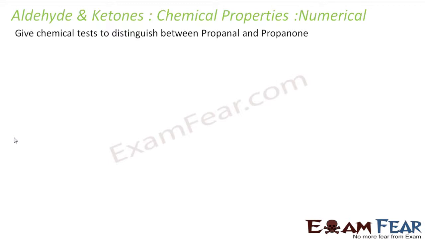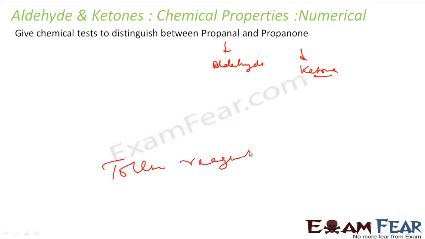So the question says we have to give the chemical test to differentiate between propanal and propanone. So if you see, this is an aldehyde and this is a ketone. So aldehyde and ketone, we know we can use Tollens reagent. Tollens reagent will be helpful to distinguish between propanone and propanal. Tollens reagent will oxidize the aldehyde but will not oxidize the ketone. If you want, I can give you the reactions also.